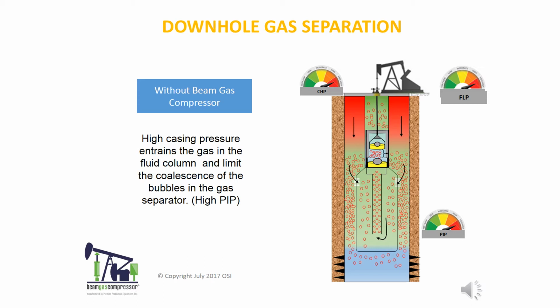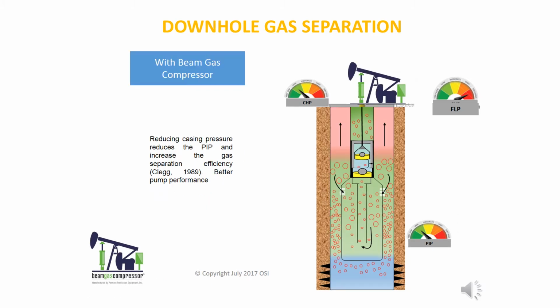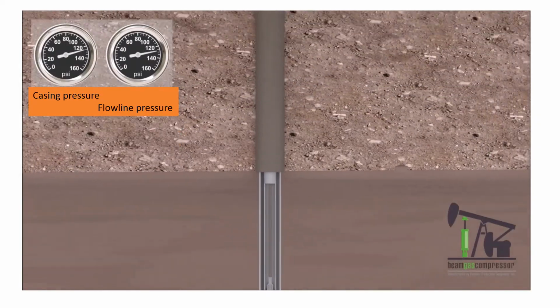Then as the plunger goes up in the pump, the lower pressure in the pump causes the gas to break out of the fluid, causing gas interference in the pump and inefficiencies. If you remove the casing pressure with a beam gas compressor, the bubbles will now break out of solution in the fluid, and as they grow larger, they'll rise and carry to the surface.